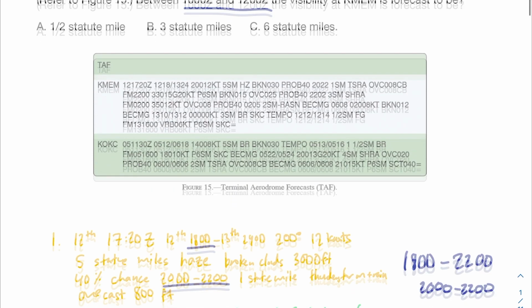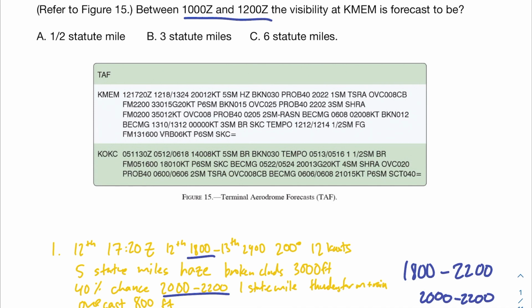Also think to yourself, the range of our TAF report is on the 12th from 1800 to the 13th at 2400, and I got that based on this section of the TAF report. So are we looking for between 1000 Zulu and 1200 Zulu on the 12th or the 13th? And how did you know it was that date? The correct answer here is that we're looking at the 13th. The reason why is because 1000 Zulu and 1200 Zulu is before the start of the TAF. So just something to keep in mind as well.